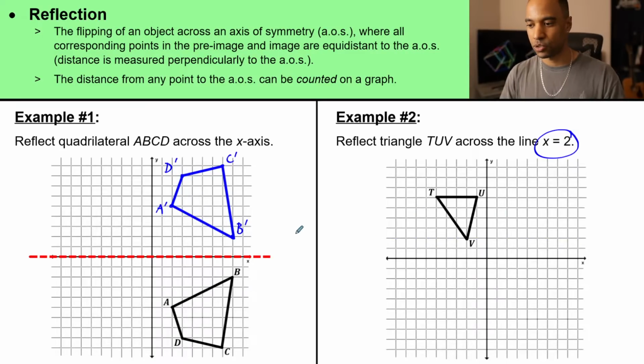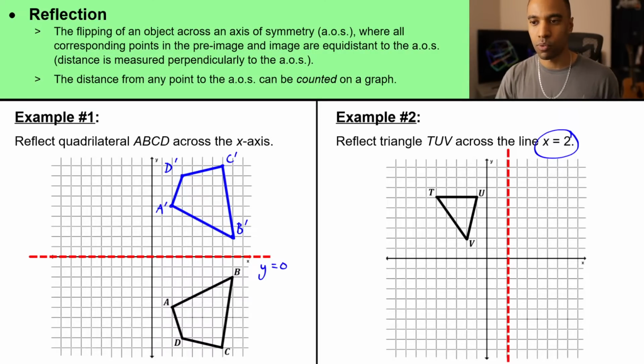You know the x-axis right here? This is the line y equals 0. A horizontal line across there. So x equals 2 is actually a vertical line, all right? It's a vertical line that goes at 2 for x right here, but it goes up and down like that. So you got to know where it is.